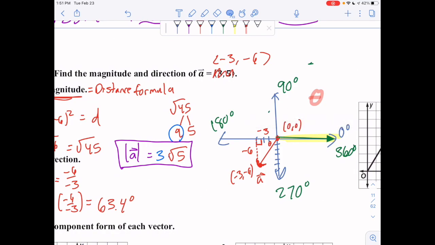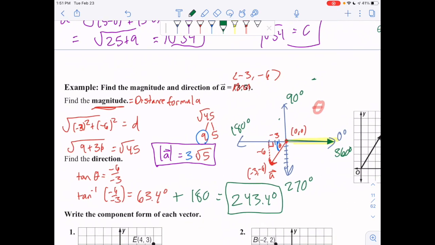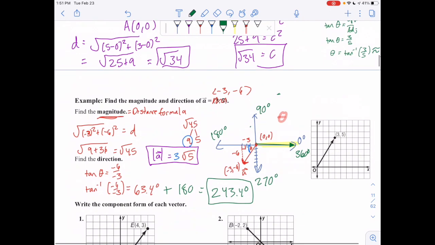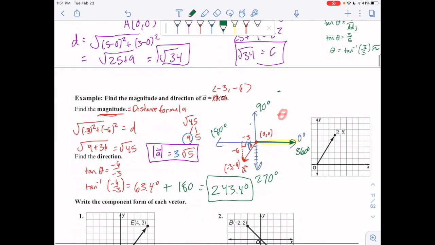So, you did find this angle again. This angle here was 63.4. But now I should take that and what should I add to it? You should add 180. Because you went from here, that's 180, and you went a little bit more to there. And now your total direction is 243.4 degrees. Boom. Okay, that's your official direction. Okay, pretty good.